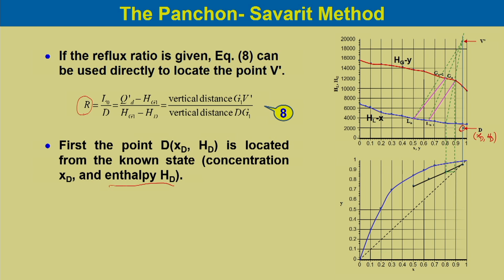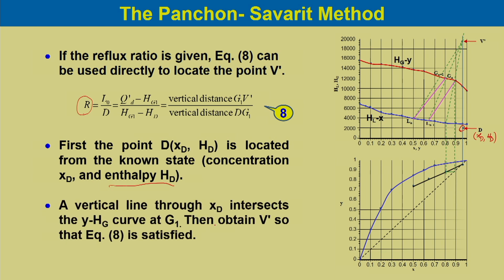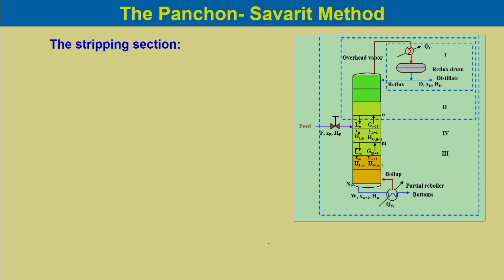So, if this is known, a vertical line through xd intersects the Hg curve at G1. So, this point condition is known and the vertical line will intersect over here, it will be G1. Then G1 is known, so then we obtain V dash from equation 8. So, we can calculate V dash from this equation. If the reflux ratio and other parameters are known, we can obtain the vertical distance, that is V dash.